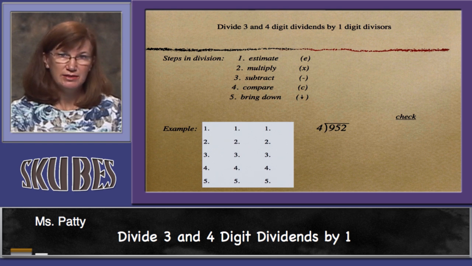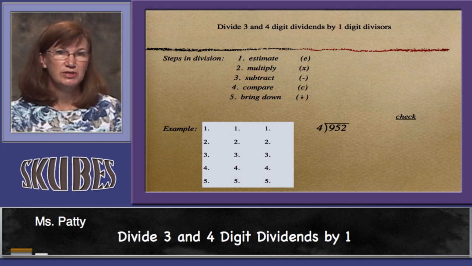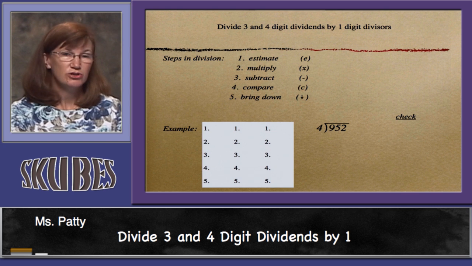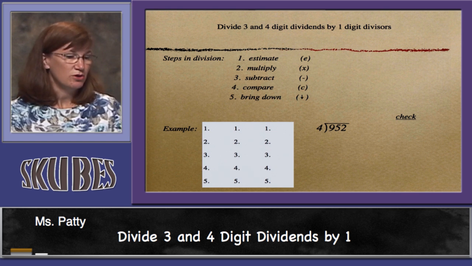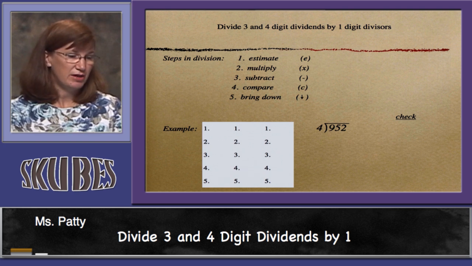It's helpful if you write them down every time you do them until you're well established in your division. After a while you won't need them, but sometimes at first you can get stuck or distracted. So I encourage you to write them down. I'm going to write them down as we divide. Now, here's our problem, 952 divided by 4.